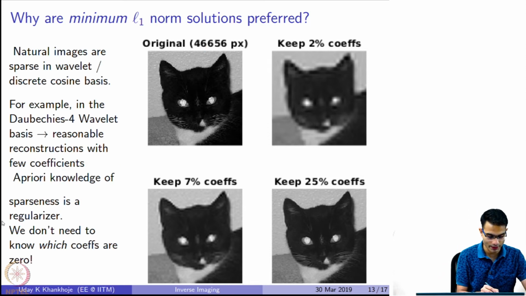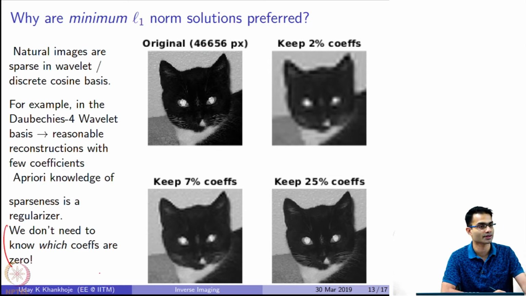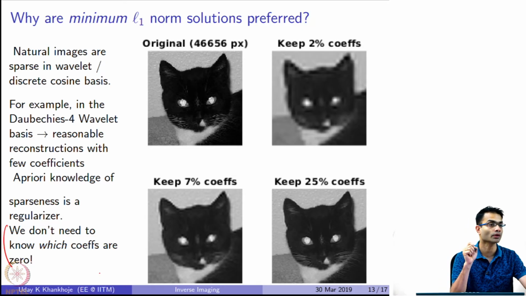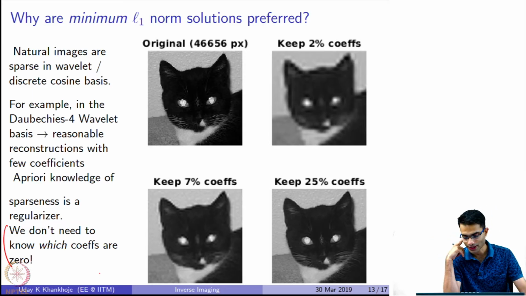The other great thing is that we don't need to know which coefficients are 0. When I solve the minimum one norm solution, I don't have to tell the solver which coefficients are going to be non-zero. It can figure out which numbers are non-zero. So that's actually what we have done.